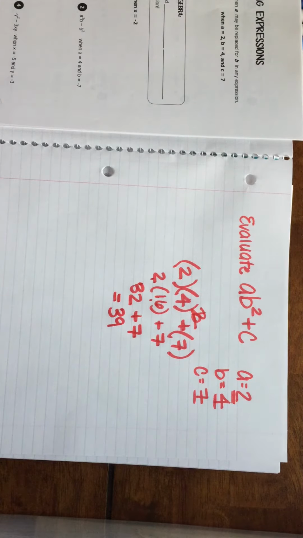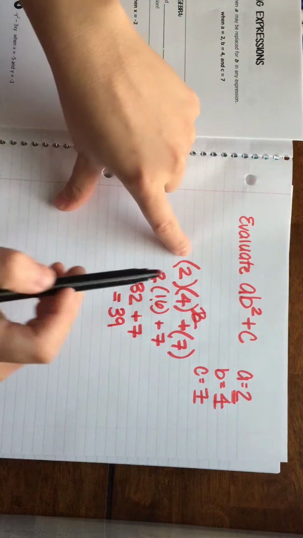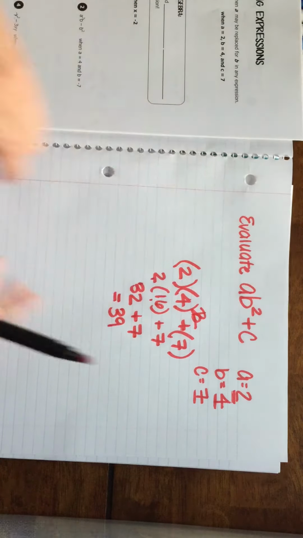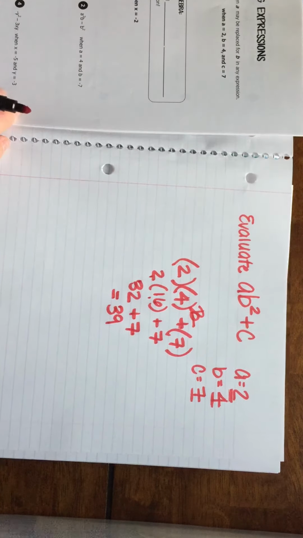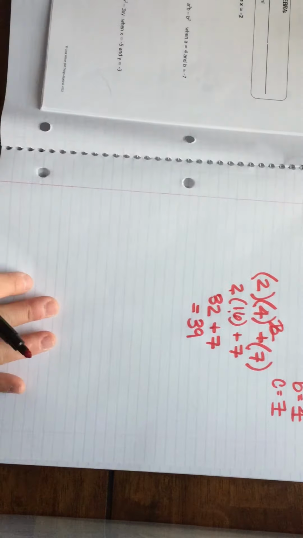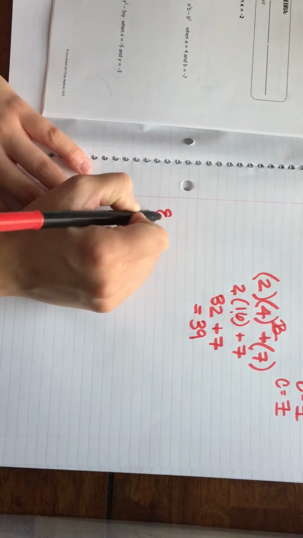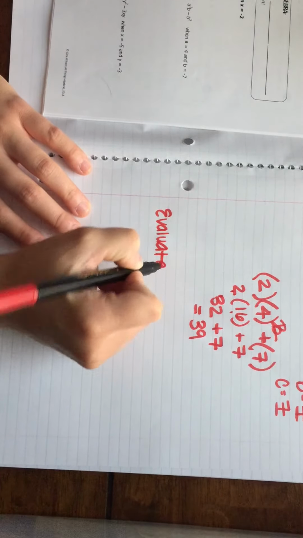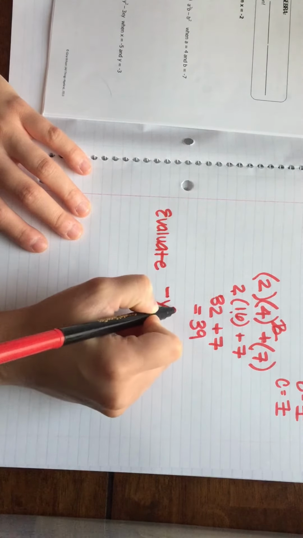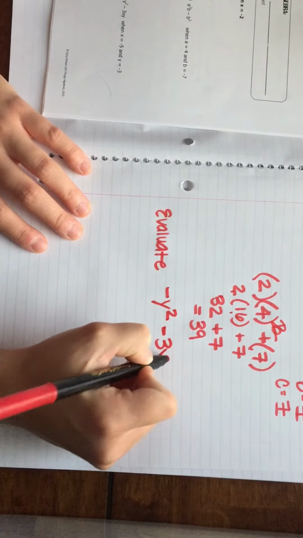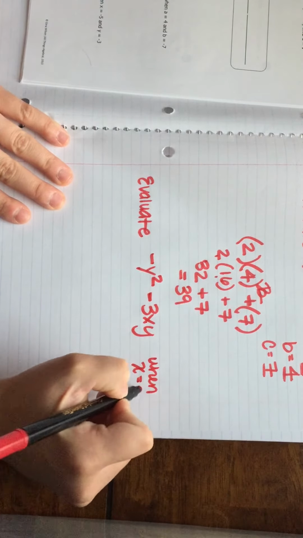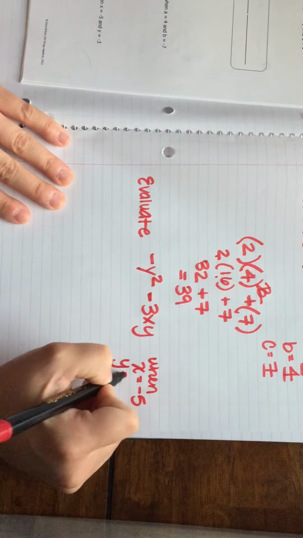The most important rule when you are evaluating an expression is that when you substitute your number in for a variable, you use parentheses. And here's why. Here's a more challenging problem. If we look at: evaluate negative y squared minus 3xy when x equals negative 5 and y equals negative 3.